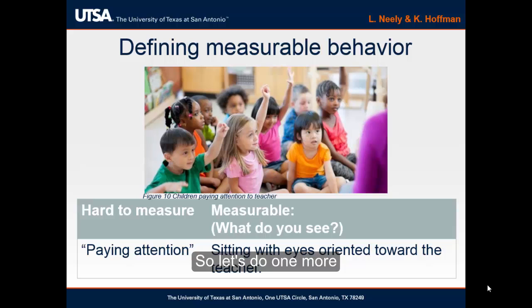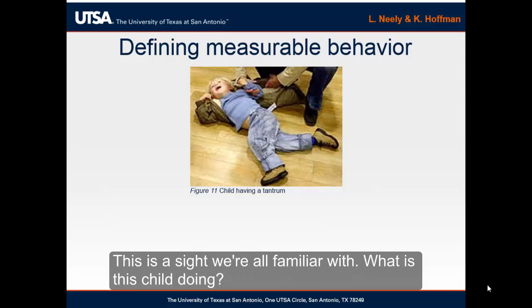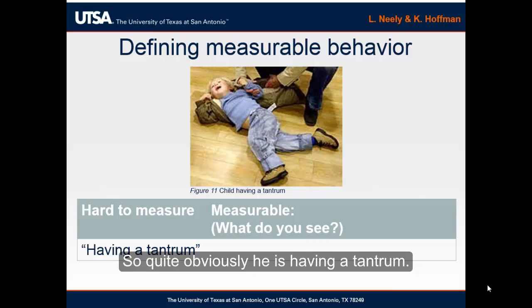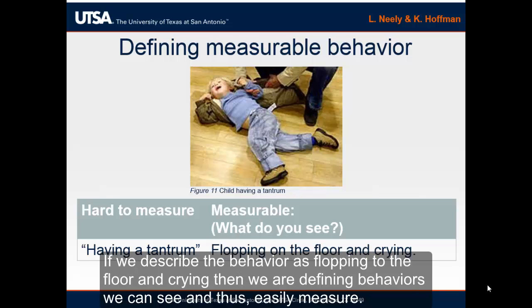So let's do one more. This is a sight we're all familiar with. What is this child doing? So quite obviously, he is having a tantrum. But how might we measure a tantrum? How might you define a tantrum so that it is easy to measure? If we describe the behavior as flopping to the floor and crying, then we are defining it through behaviors we can see and thus easily measure.